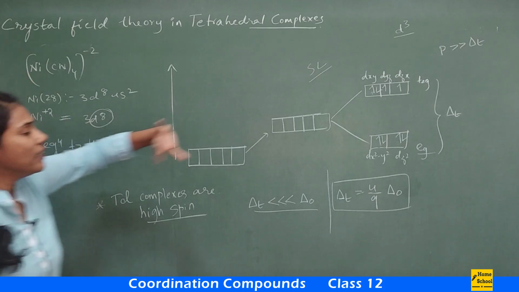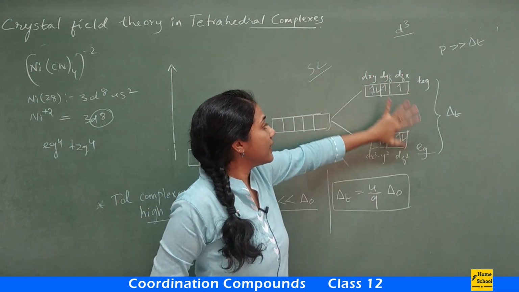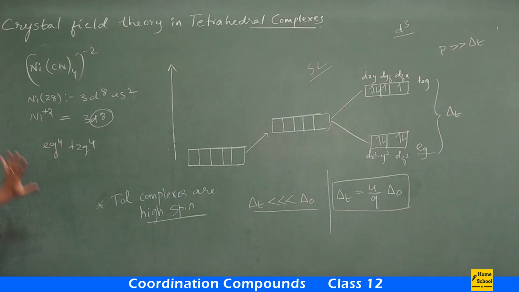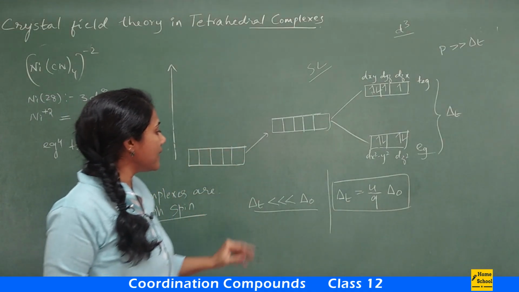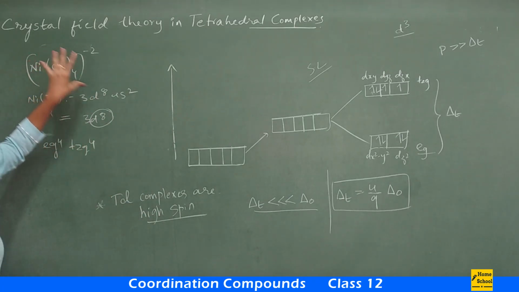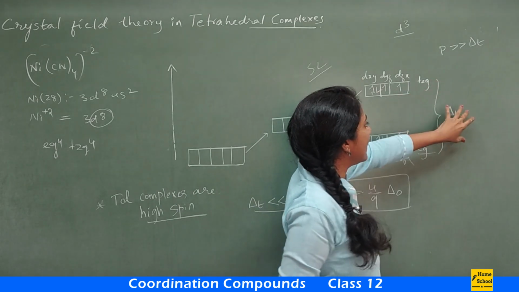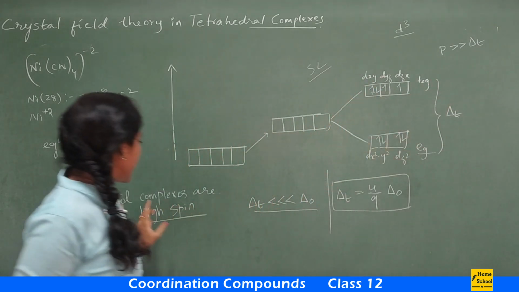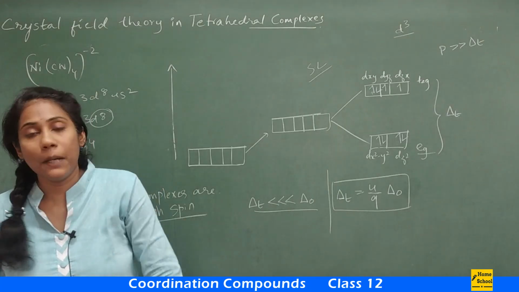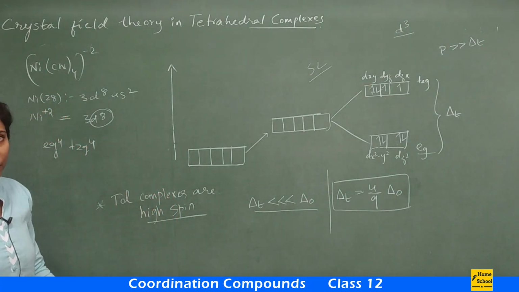T2G4 is the electronic configuration of this complex. So just the orbitals are flipped up. That is the only difference. The way of writing the electronic configuration and everything remains the same. Remember that though you have a strong ligand, since pairing energy is much greater than delta T, the complexes you will always get are high spin. Low spin complexes are rarely observed. So most of the time the complexes are high spin only.